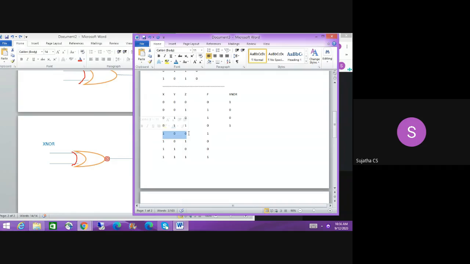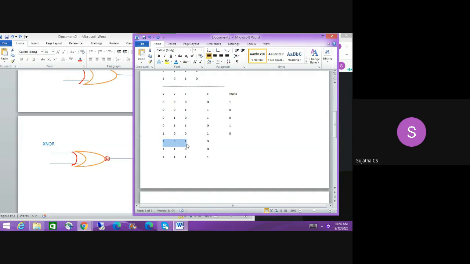Then another possibility, 1, 0, 0. 1, 0, 0 means the input has an odd number. So odd number means what will you get? Don't look here. Immediately you can know it is an exclusive NOR gate. For an exclusive NOR gate, any combination of input that is odd, you will get a low value. Then move on to the next one.